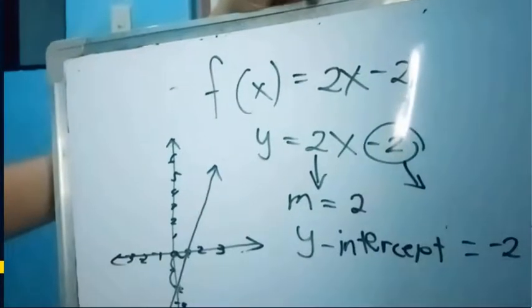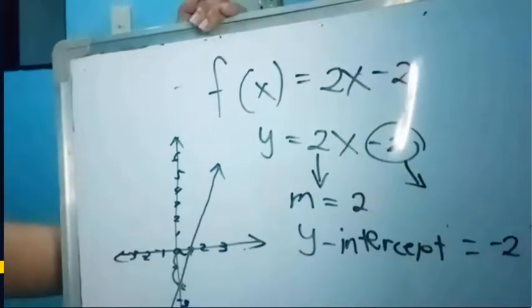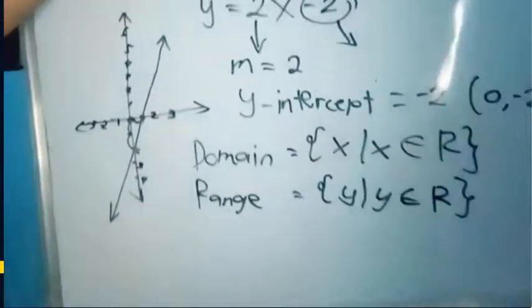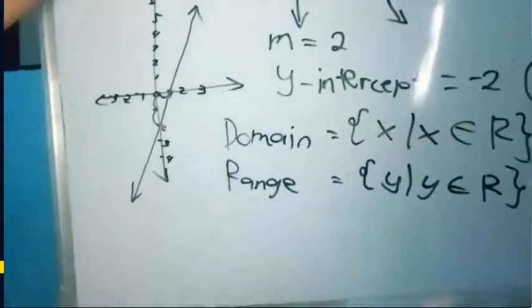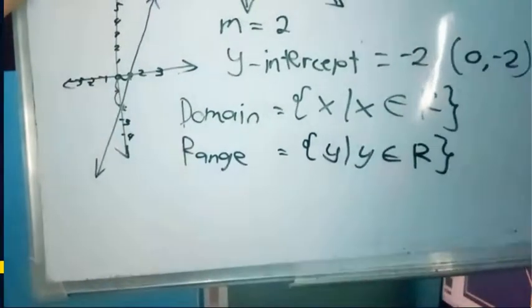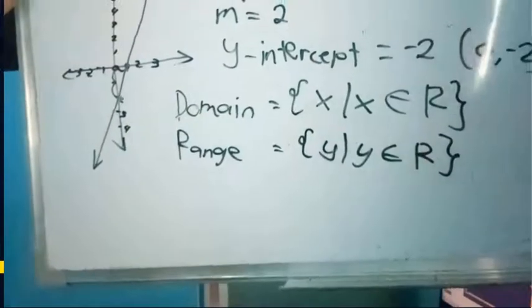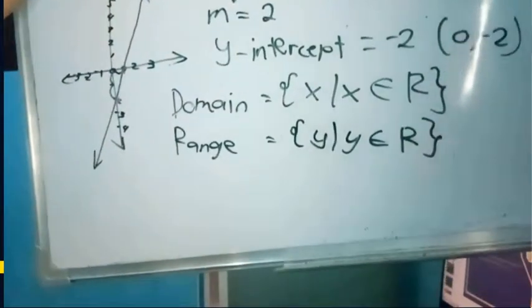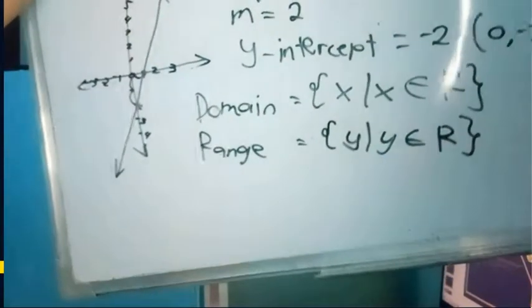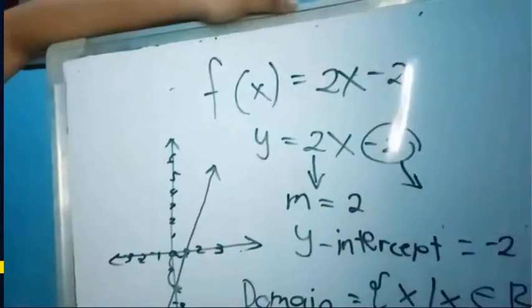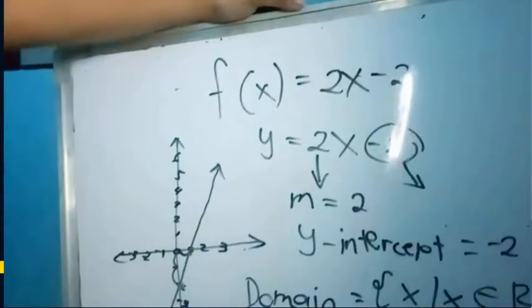In the given graph, it means that the domain of this graph is x, such that x is an element of the real numbers, and the range is y, such that y is a real number. It means that the values of x and y are all real numbers.